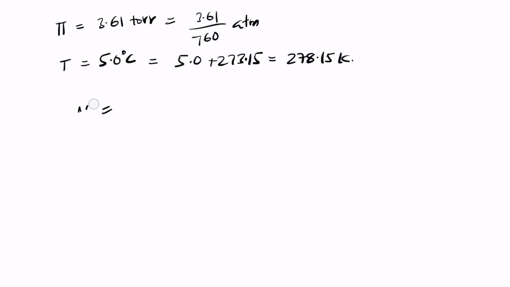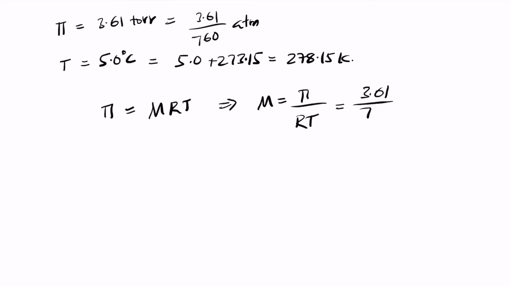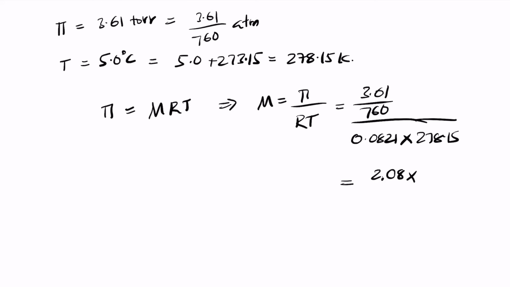We know from the osmotic pressure formula, pi equals MRT. So from this, M becomes pi divided by RT. Pi is 3.61 divided by 760, divided by R, which is 0.0821. Remember that R is in atmosphere values. Times 278.15. So that final value becomes 2.08 times 10 to the power negative 4 M. So this is the molarity.